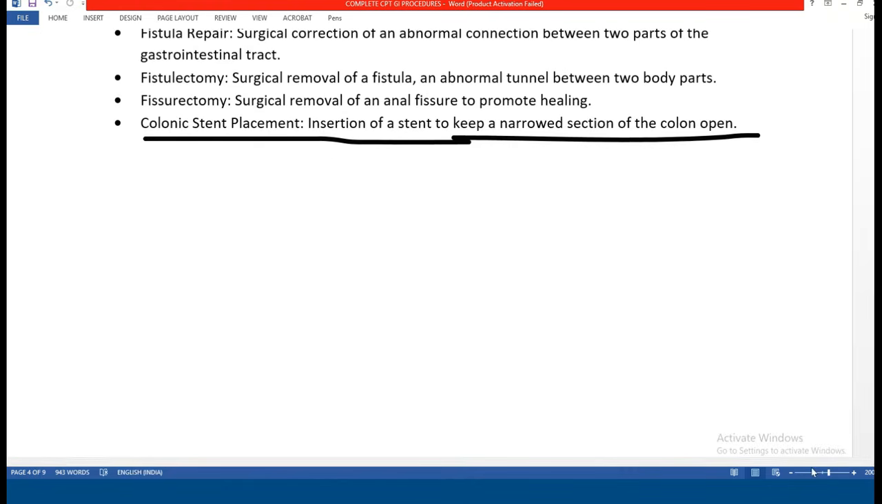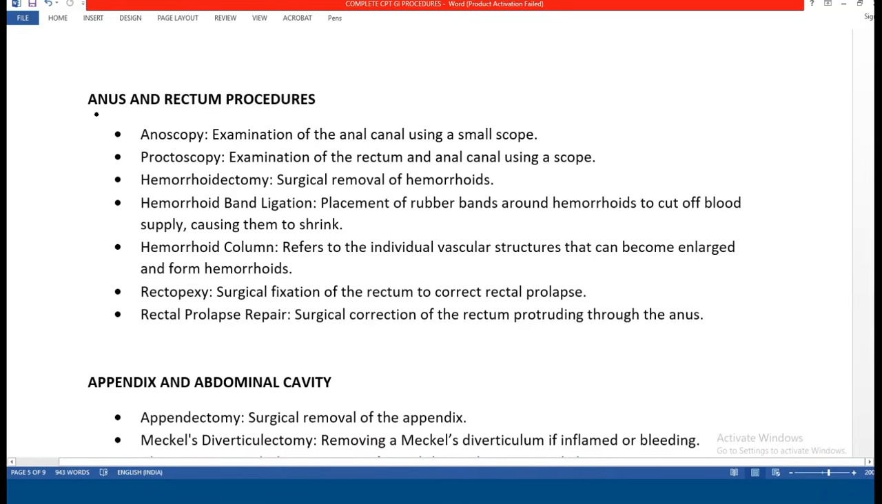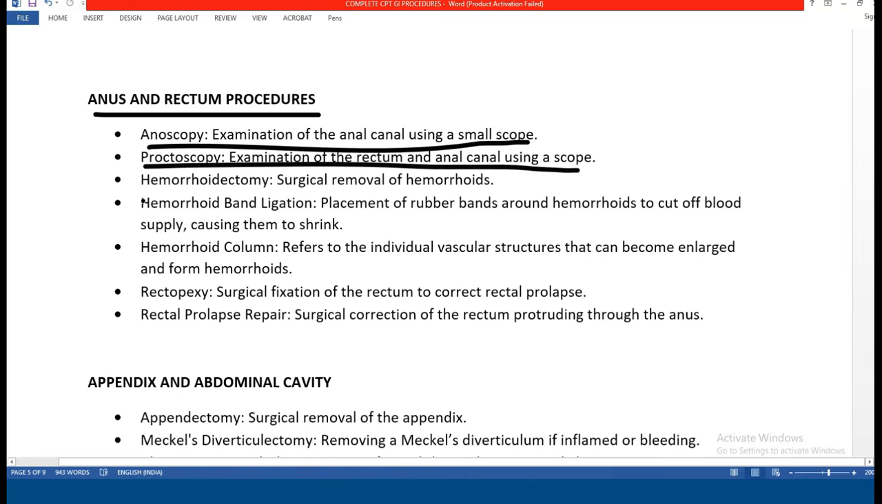Okay. Next we have procedures related to the anus and rectum. Okay, so anoscopy, examination of the anal canal using a small scope, is called anoscopy. Proctoscopy, here procto means examination of the rectum and anal canal using a scope. Hemorrhoidectomy, so surgical removal of hemorrhoids. Hemorrhoid band ligation and hemorrhoidectomy are both treatments for removal of hemorrhoids. The technique is different. In hemorrhoidectomy, the physician will remove the hemorrhoids. In hemorrhoid band ligation, the physician will place rubber bands around the hemorrhoids.